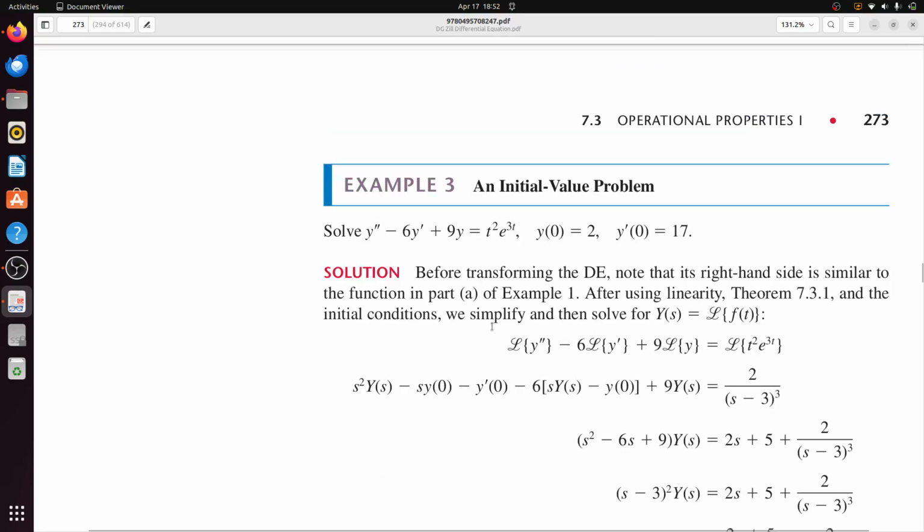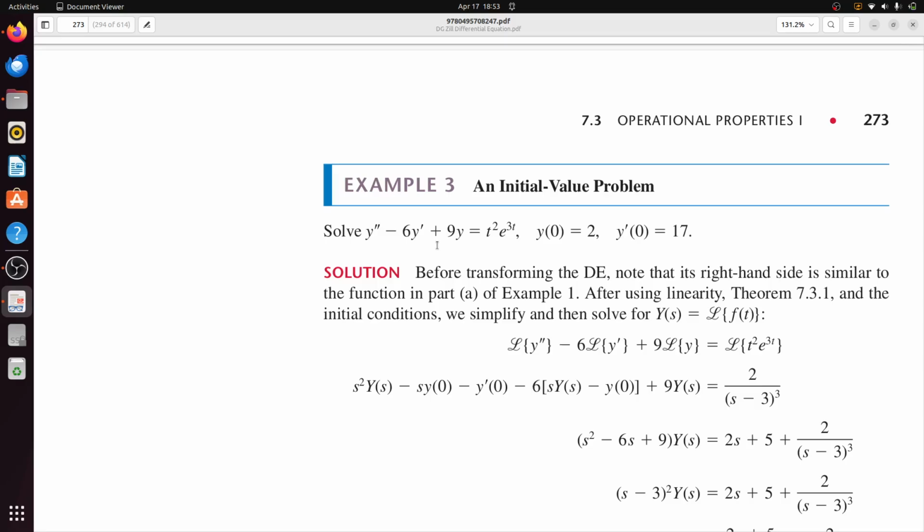Okay, so now we will solve an initial value problem. This is a second order differential equation, d2y dt square minus 6 dy dt plus 9y equal to t square into e to the power 3t, with the initial conditions y of 0 equal to 2 and y prime 0 equal to 17.